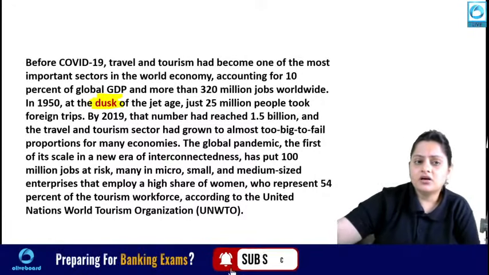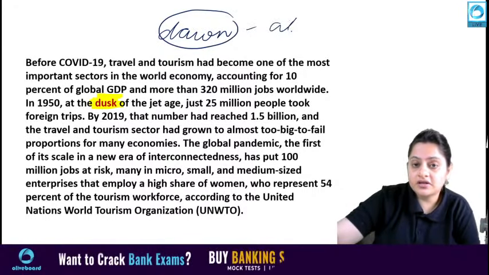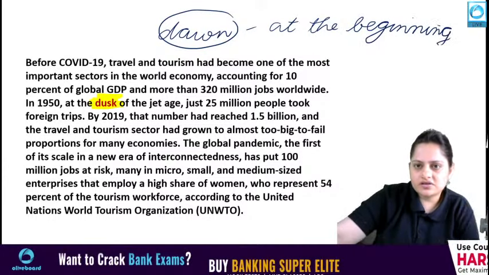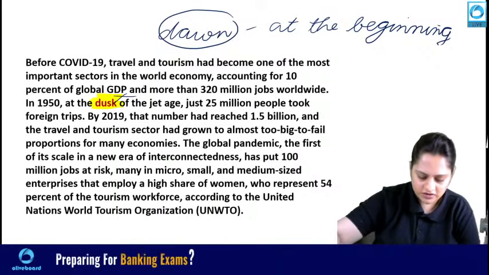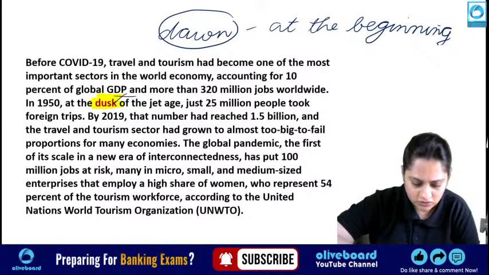At the beginning, guys, dusk is what time? At the beginning, what do we say? Dawn or dusk? We say dawn. At the beginning of this age, at the beginning of the period, we say dawn, not dusk. Okay, so this will be wrong context. First word itself, if you will check, you will understand. Dusk is incorrect.